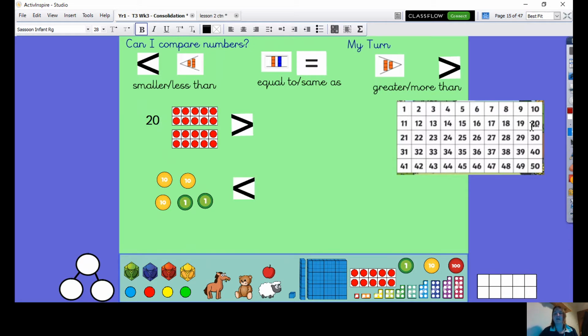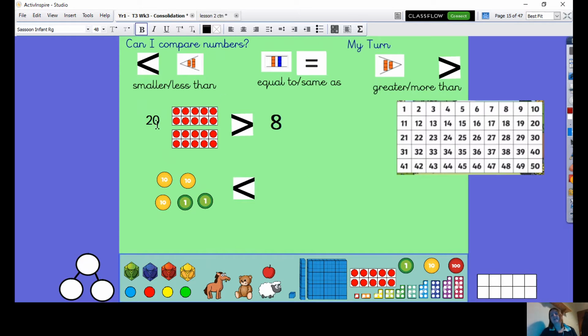So if I use my number grid here, I need to look at a number that is smaller than 20. So any of these numbers here that come before 20. So I could put in 8 in there. I could put 10 in there. I could put 12 in there. So any number smaller than 20.